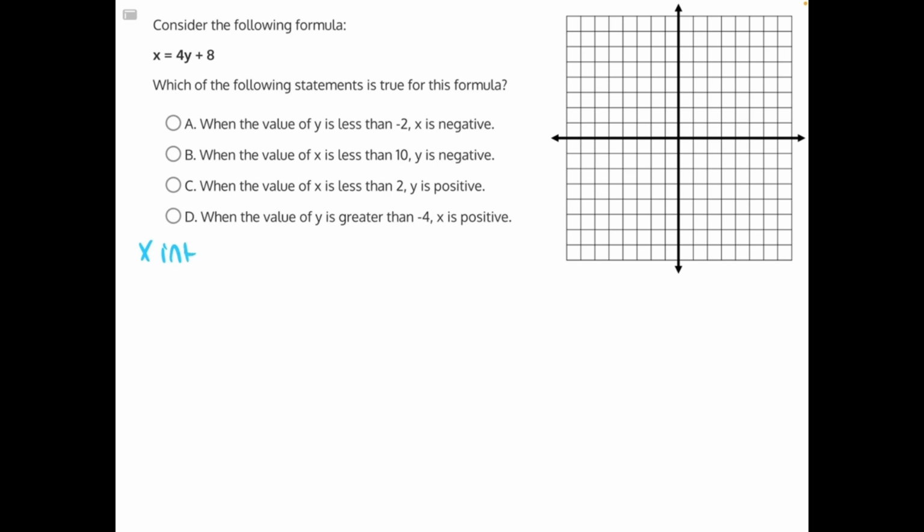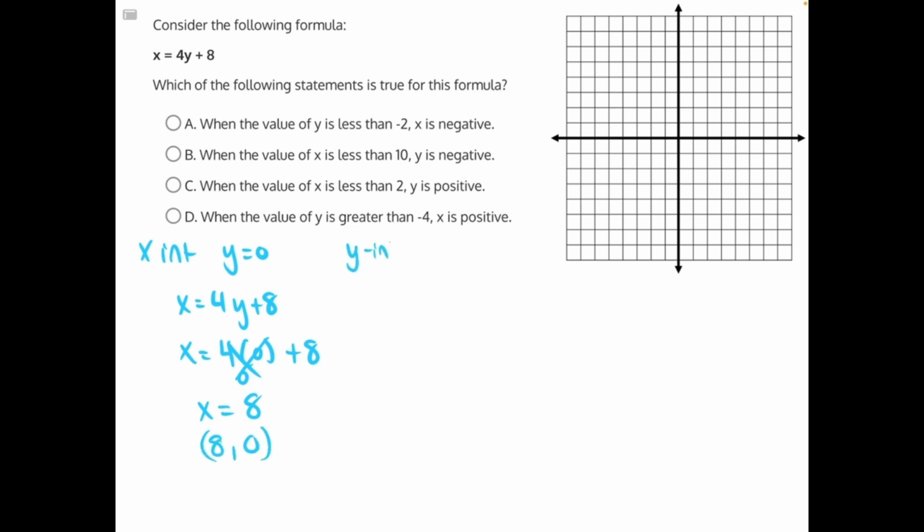Our x-intercept is when y equals 0. So let's rewrite our function and plug in 0 for y. X equals 4 times 0 plus 8. 4 times 0 is just 0, so this will cancel, leaving us with x equals 8, or our first intercept, (8, 0).